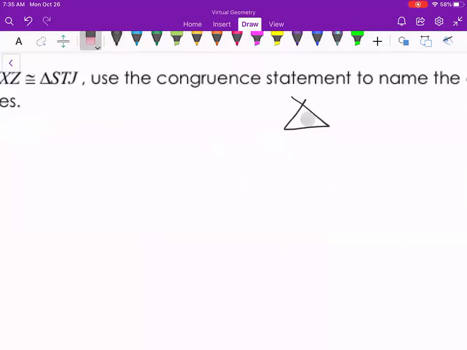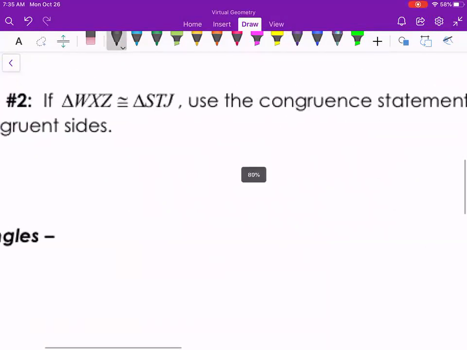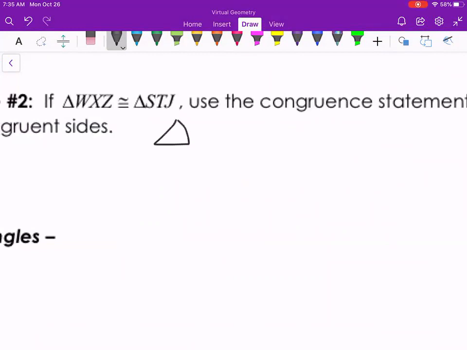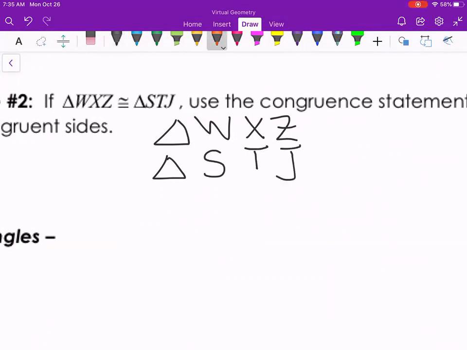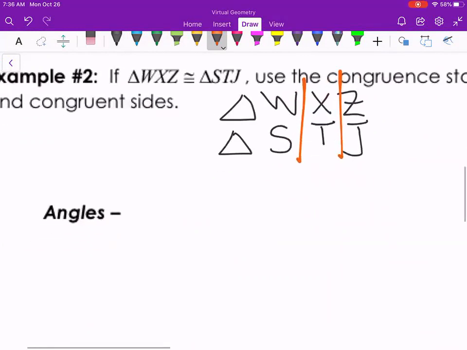And I'm going to zoom way in here. All right, so triangle W, X, and Z. I'm going to write the other one right underneath it. S, T, and J. So now I can find all of my matching letters. So let's start with the angles.